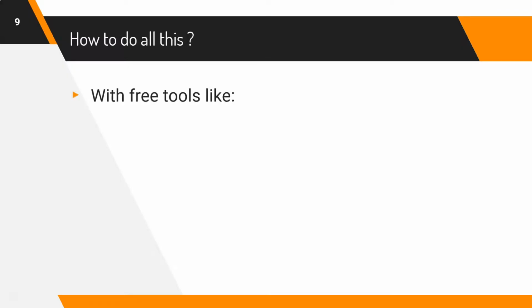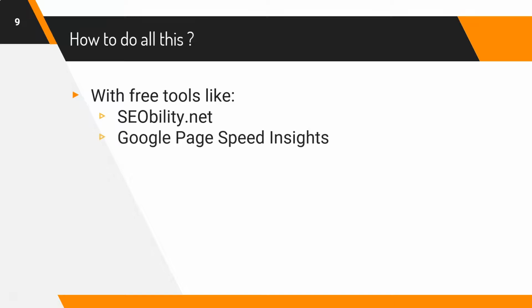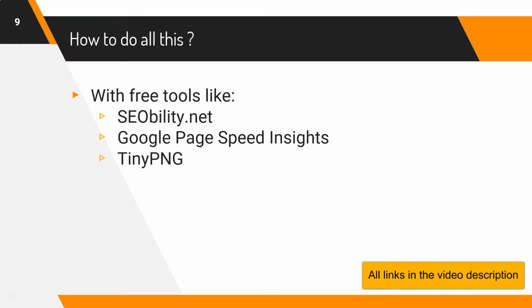How to do all this? We have free tools like SEObility. This is one of many. I'm using this one because I find it useful and I like it. It's free. Google Page Speed will also help us to do this. TinyPNG is another one. This is one of the two parts that I told you about for optimizing images. You have the size of the image, like the dimension, and you have the weight of the image. So TinyPNG will help us to have a lighter image, so it loads faster.